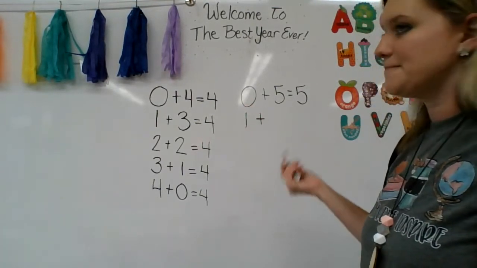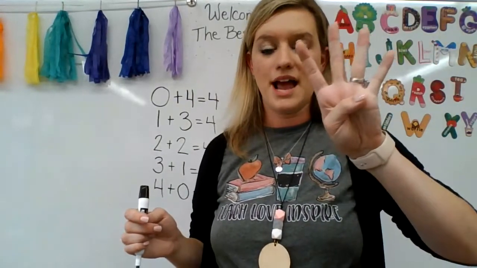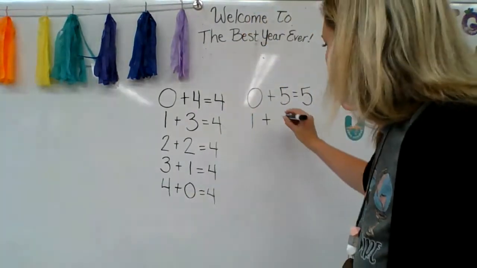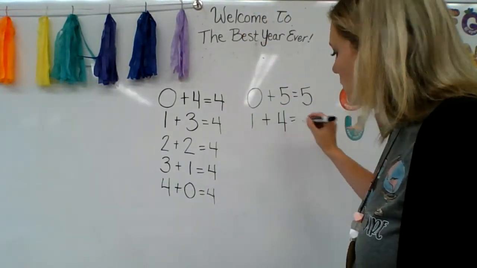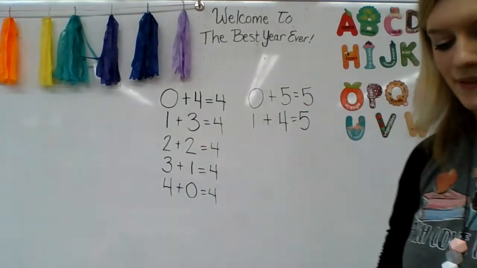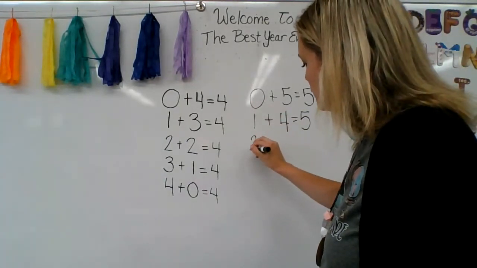1 plus, if I only have 1 and I need to get to 5, how many more do I need? Okay, I already have 1. I'm going to need 1, 2, 3, 4 more. 1 plus 4 equals 5. Now we did 0, 1. We got to go to 2.